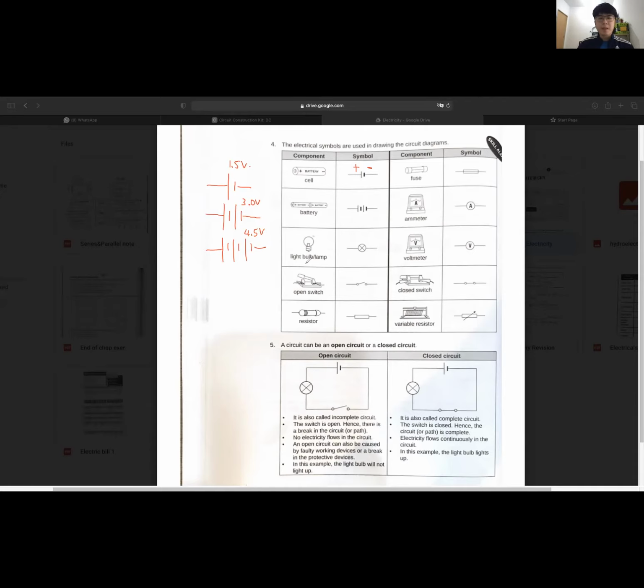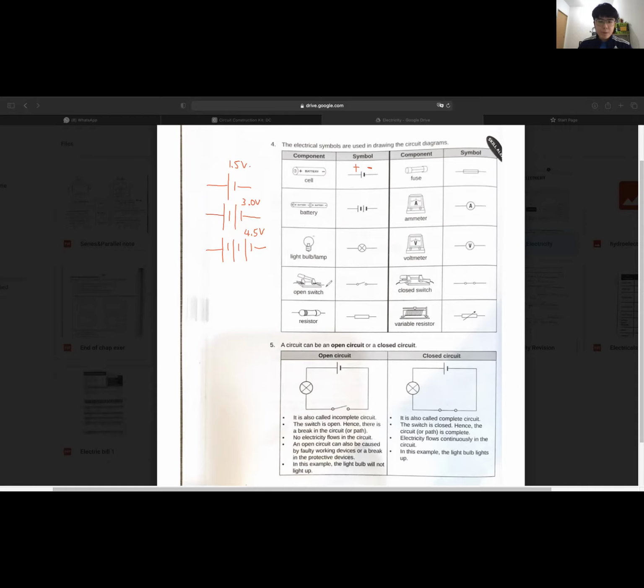Now then we have the symbol for a load. A load can be anything. It can be anything that you want to power in the circuit. It can be a light bulb, a speaker, an electric heater, anything.